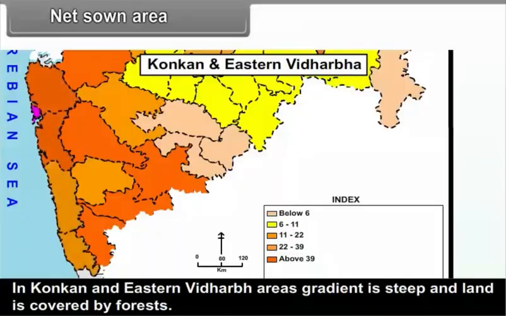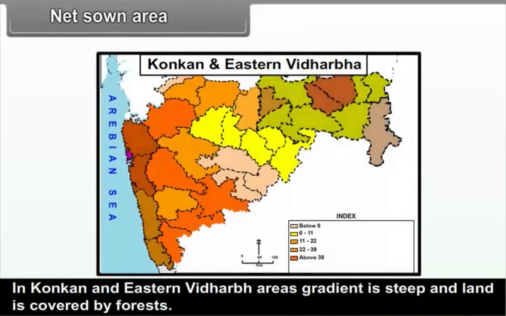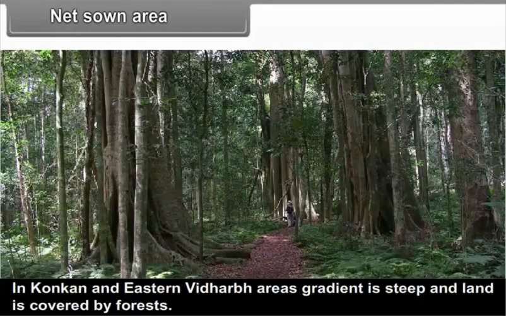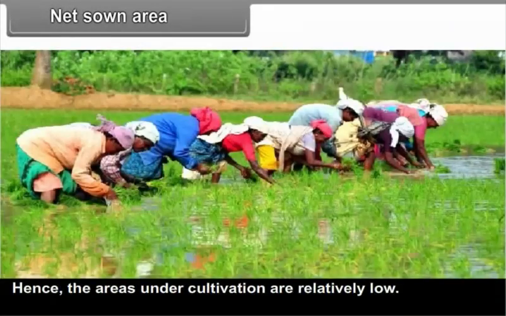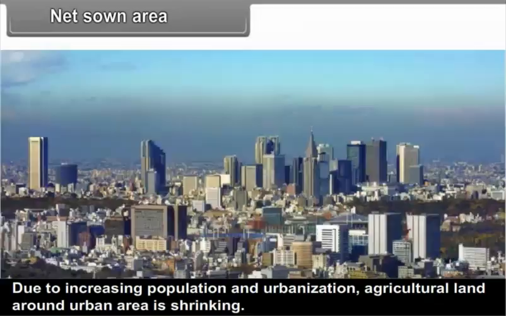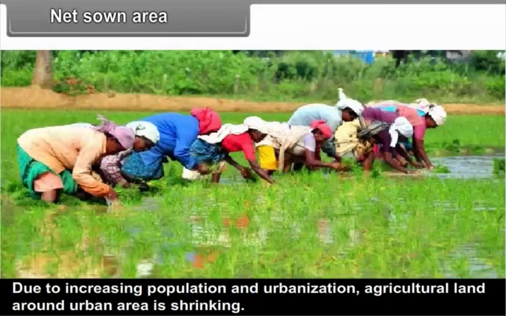In Konkan and eastern Vidarbha, the area's gradient is steep and land is covered by forests. Hence, the areas under cultivation are relatively low. Due to increasing population and urbanization, agricultural land around urban areas is shrinking.